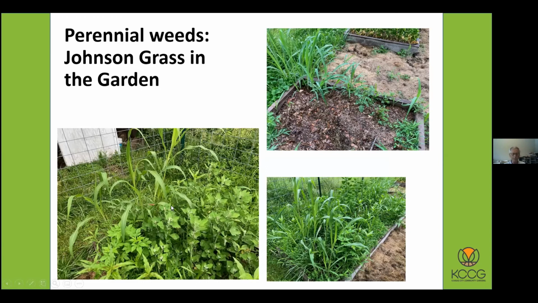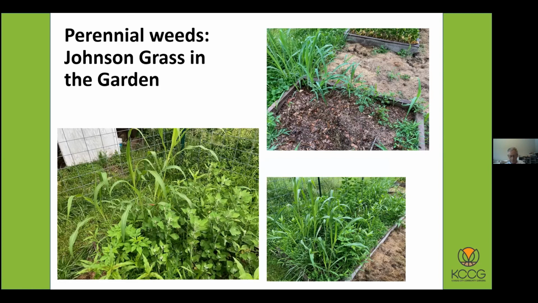So here is a picture I showed earlier. It's got a bunch of annual weeds here, like lamb's quarters, some ragweed, some other stuff. Those are easy to pull, but this Johnson grass growing on the edge will be difficult. If you just pull it, it's likely to break off and will just re-sprout again.